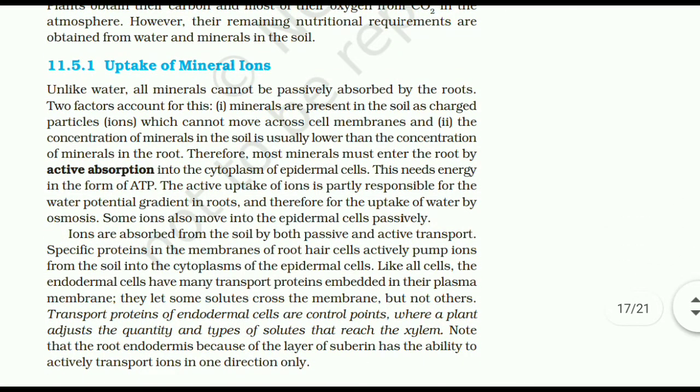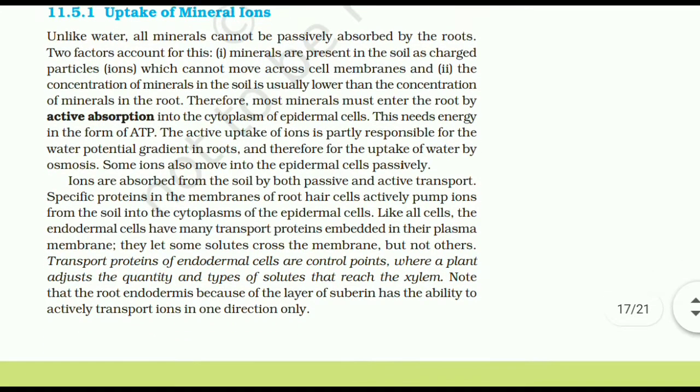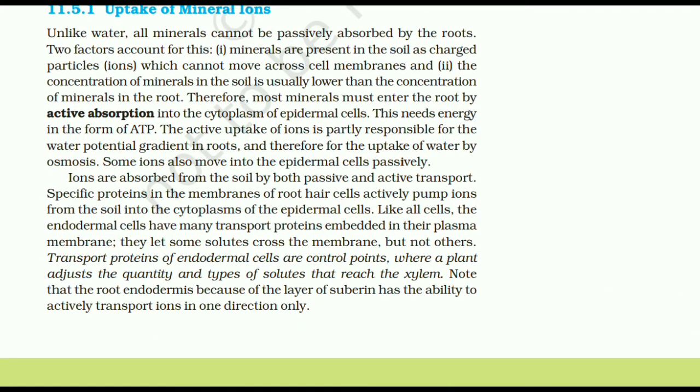11.5.1 Uptake of mineral ions. Unlike water, all minerals cannot be passively absorbed by roots. Two factors account for this. Number 1, minerals are present in soil as charged particles which cannot move across cell membranes. And number 2, the concentration of minerals in the soil is usually lower than the concentration of minerals in the root. Therefore, most minerals must enter the root by active absorption into the cytoplasm of the epidermal cells. This needs energy in the form of ATP.